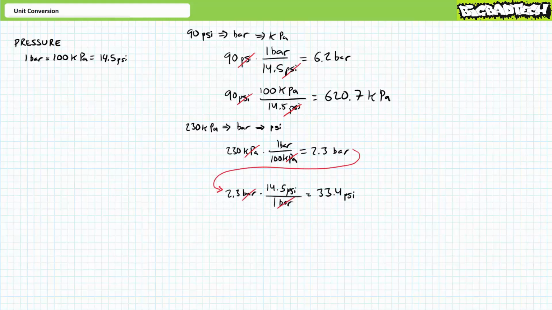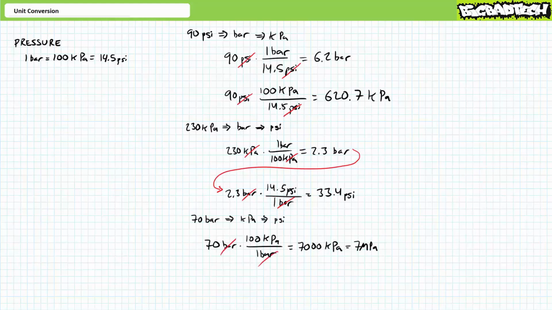We're then asked to convert 230 kilopascals to an equivalent amount of psi. Let's do a two-step conversion. Taking our previous answer of 2.3 bar, we need to convert this to psi. Psi is the unit we want, so that's on the top. We don't want units of bars, so that's in the bottom. 2.3 bar times 14.5 psi over 1 bar, units of bar cancel out, we're left with 33.4 psi.